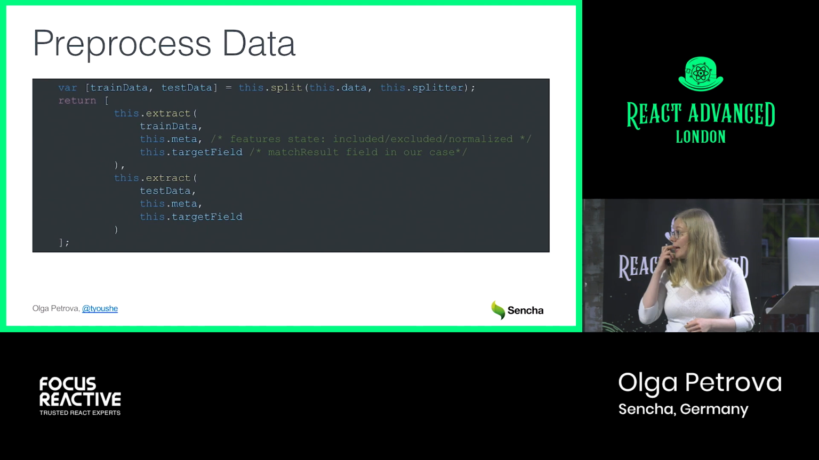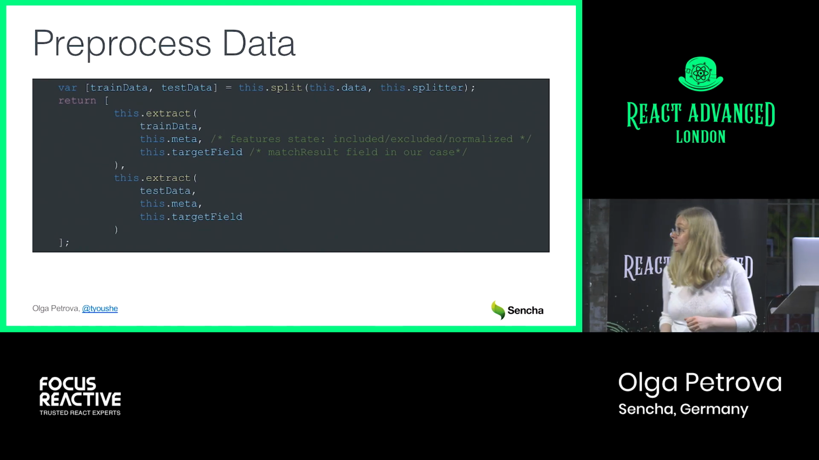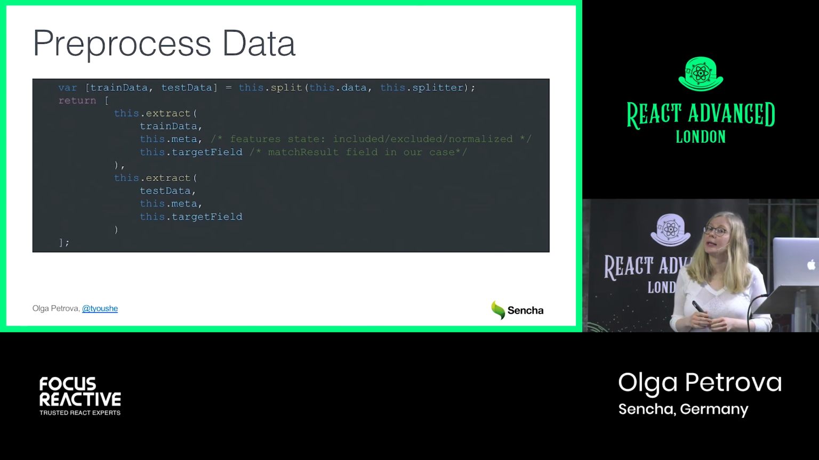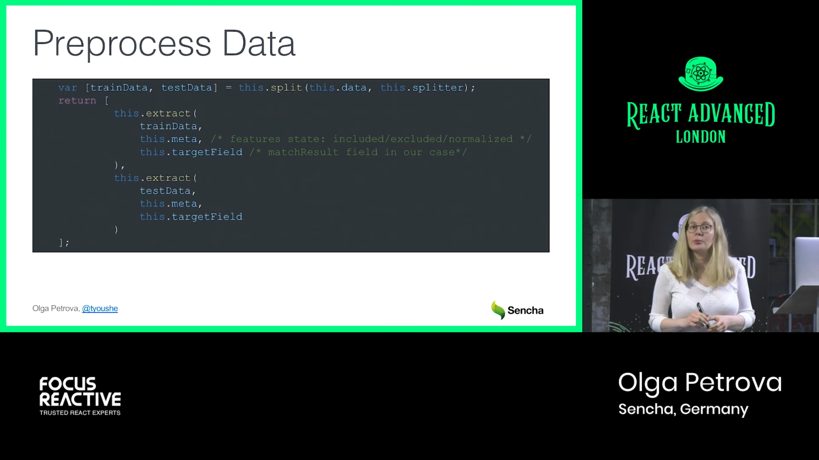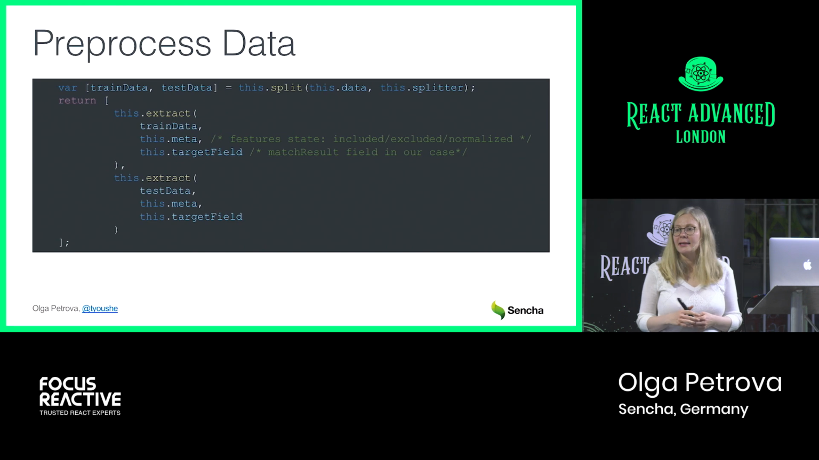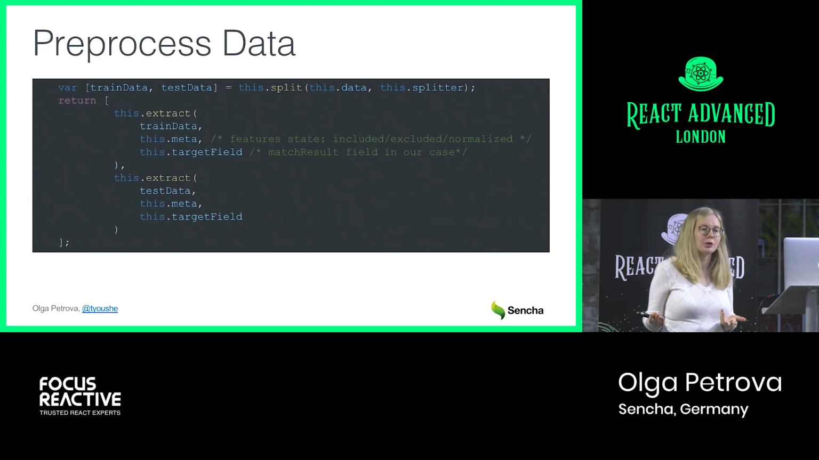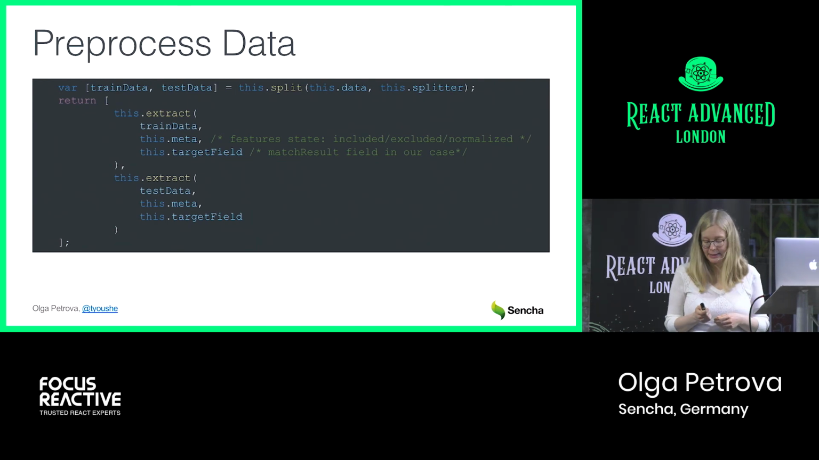So we split data into two parts, a train part and a test part, and we extract the target field, match result in my case. We apply feature state, like meta state, to my features, like what features should be included, excluded, normalized, and the normalization function. Just prepare two data sets.